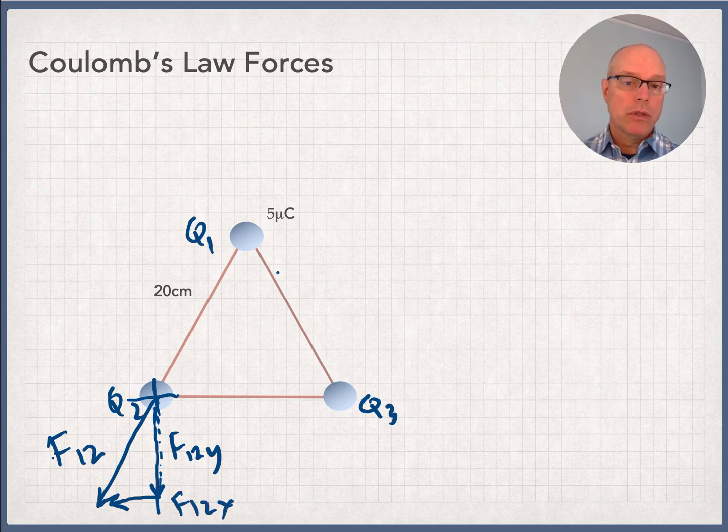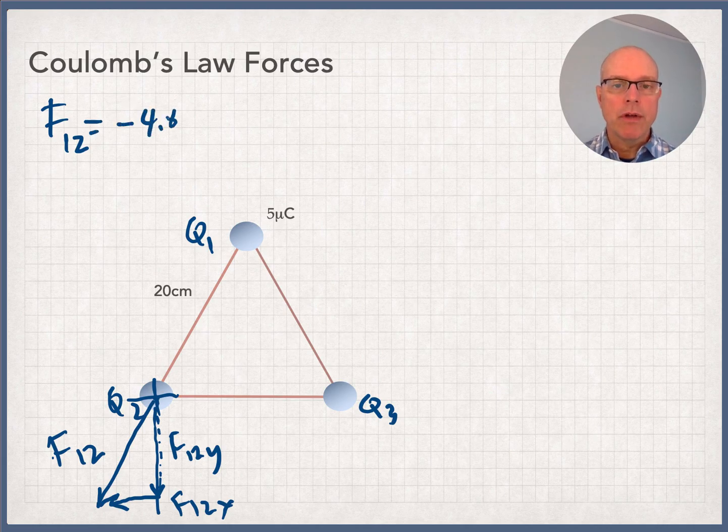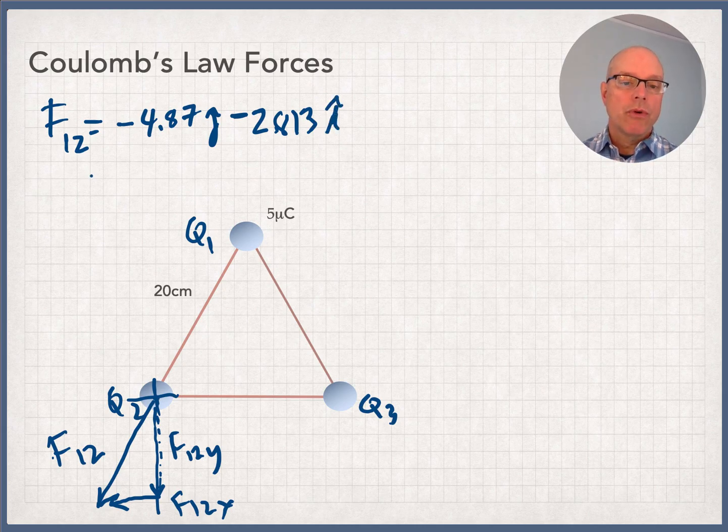But I can reuse those. I did the math for those things already. So let me just come up here and write more neatly. Force of 1 on 2 in unit vector form looks like minus 4.87 in the j direction. And then plus, nope, that's going to be minus, what was the other component? 2.813, I think. 2.813 in the i direction. Okay, so I mixed up my i's and my j's, but that's no big deal. So that's force of 1 on 2.